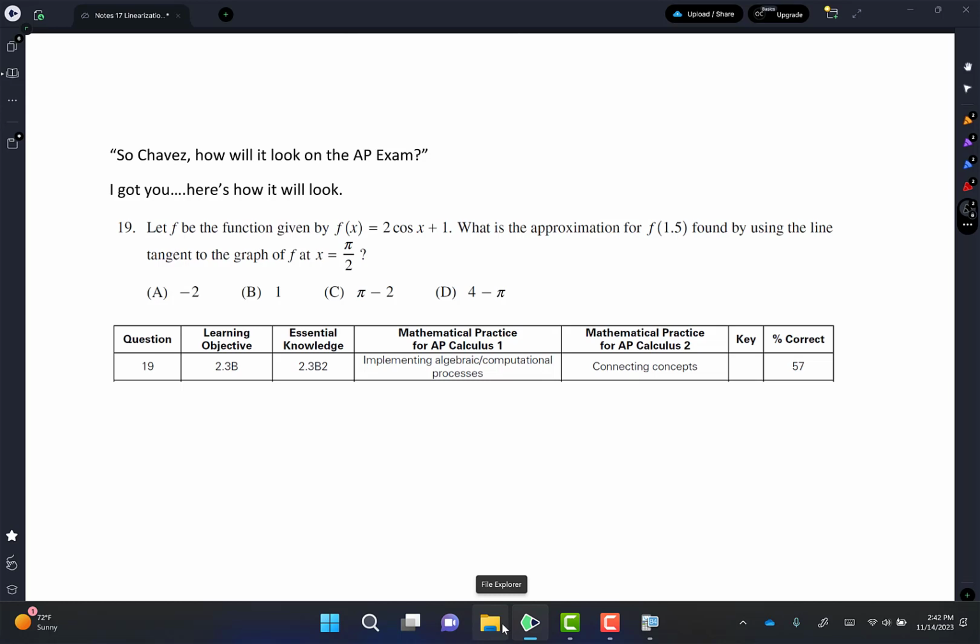This is from a real AP exam. It's not part of your 2008 exam. This is from a recent one, international. 57% of the total population got it correct. I don't have the breakdowns of 1s, 2s, 3s, 4s, 5s. Do you guys want to give this a shot? This is no calculator. Do you want to give it a shot and see if you can get it right?